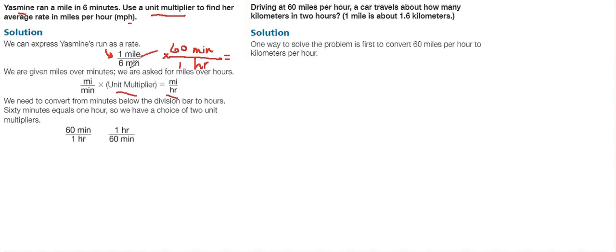So the minutes cancel out. 6 and 60 is 1 and 10. Now 1 times 10 is 10. 1 times 1 is 1 mile per hour. Okay, how did we decide it was minutes on top and hours on the bottom?